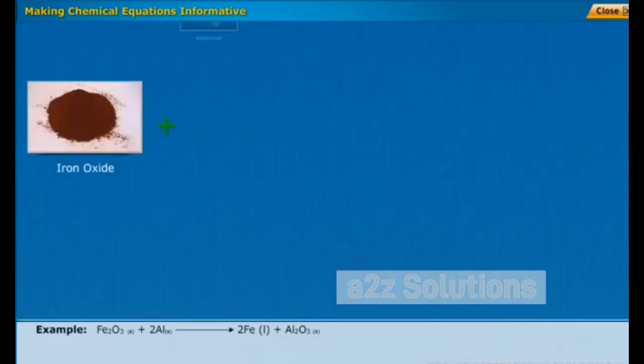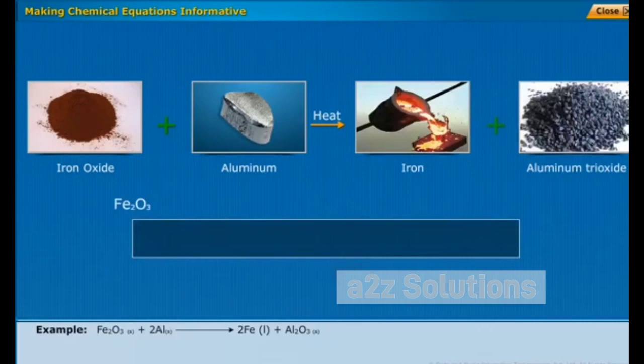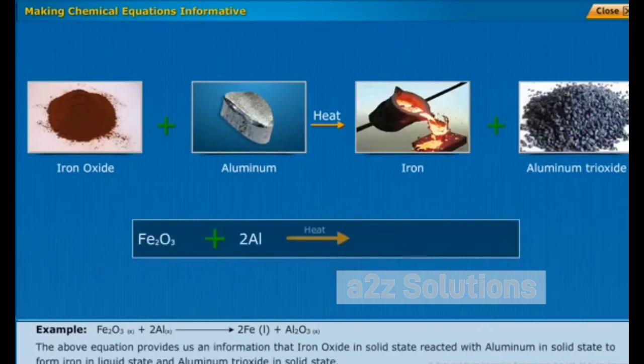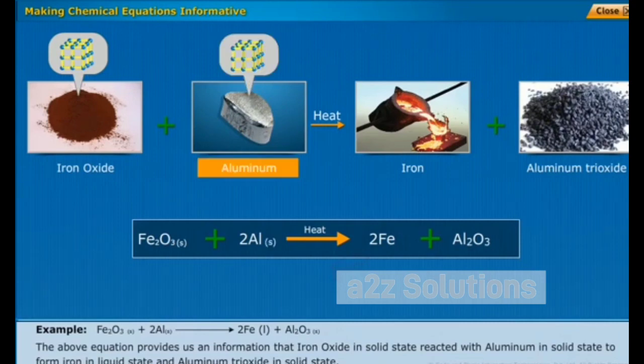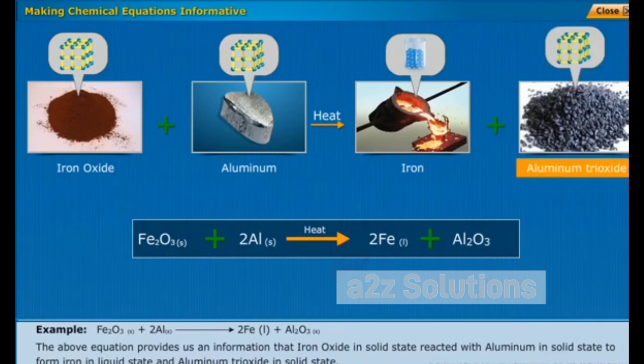For example, consider the equation on screen. The above equation provides us the information that iron oxide in solid state reacted with aluminium in solid state to form iron in liquid state and aluminium trioxide in solid state.